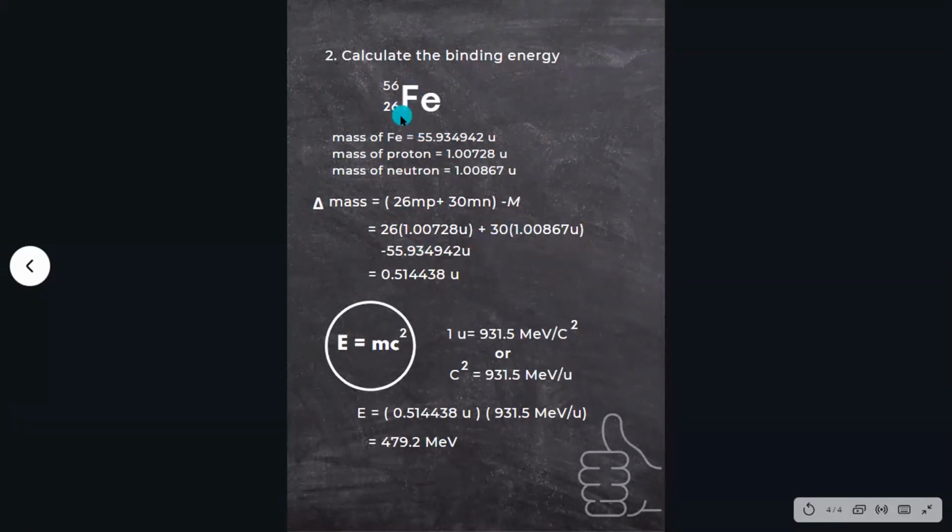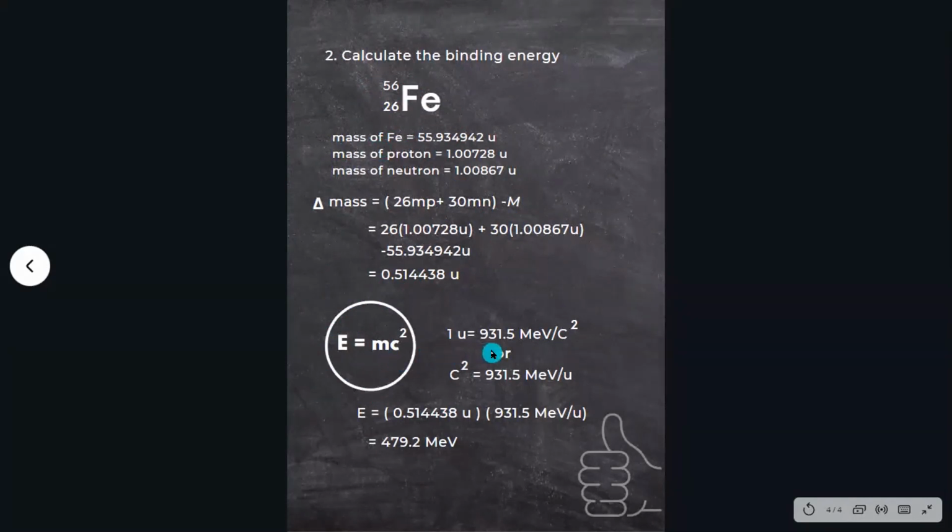We subtract the number of protons from the mass number so that we can get the number of neutrons, which is 30. Then we multiply 30 by the mass of a neutron. And then we subtract the mass of barium, and then we can get 0.514438 U.